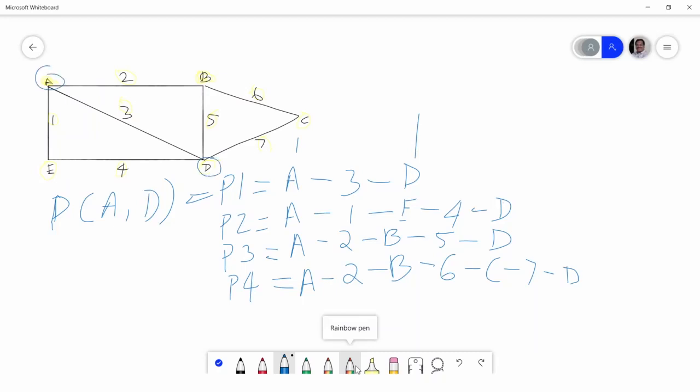So you can reach from A to D through these 4 paths. Now, we have to write the matrix.